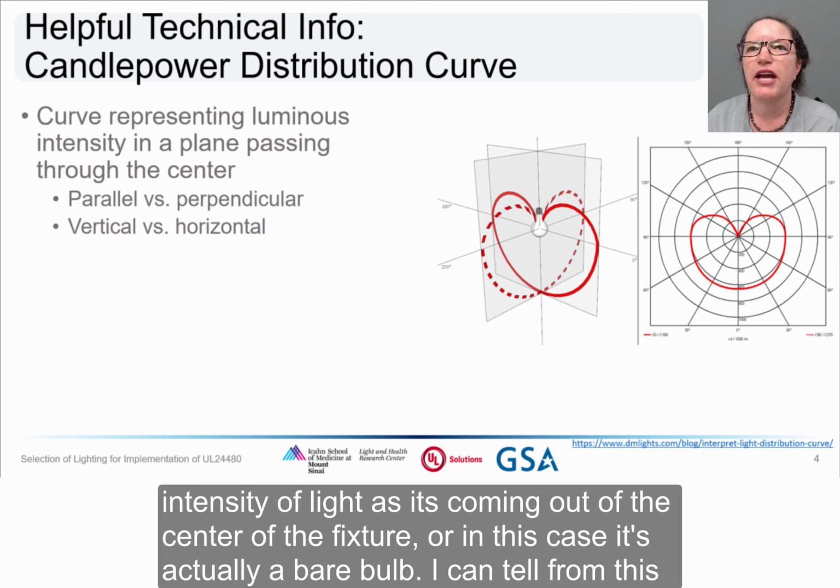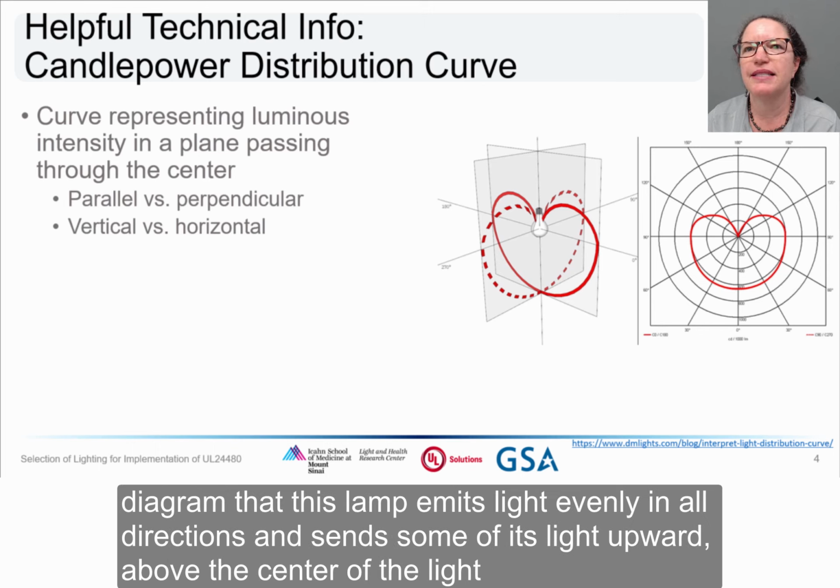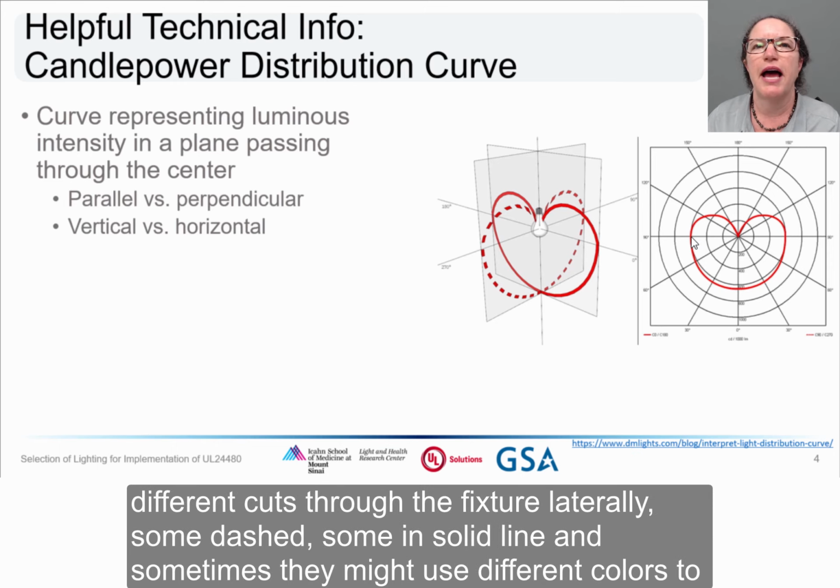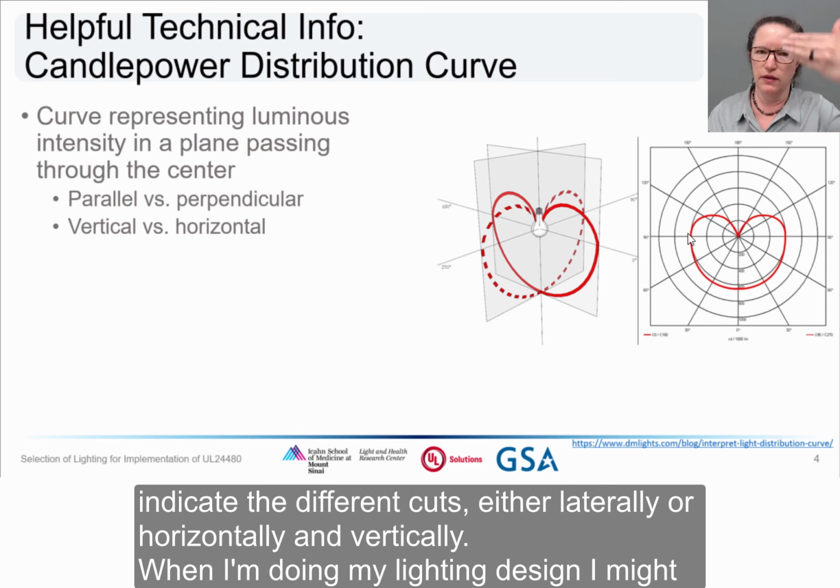I can tell from this diagram that this lamp emits light evenly in all directions and sends some of its light upward above the center of the light source. So I start looking at these graphs to figure out where the light comes out of the light fixture. Also shown in red is the different cuts through the fixture, laterally, some dashed, some in a solid line, and sometimes they might use different colors to indicate the different cuts, either laterally or horizontally and vertically.